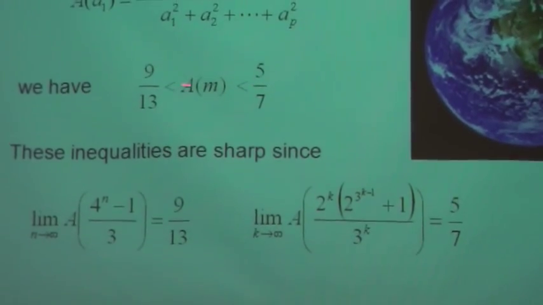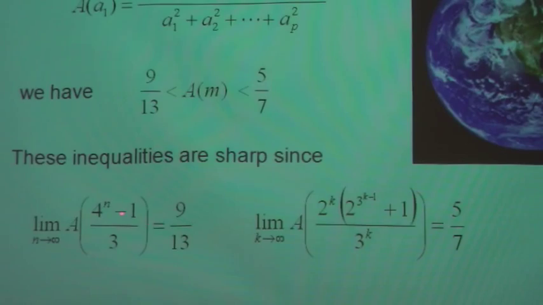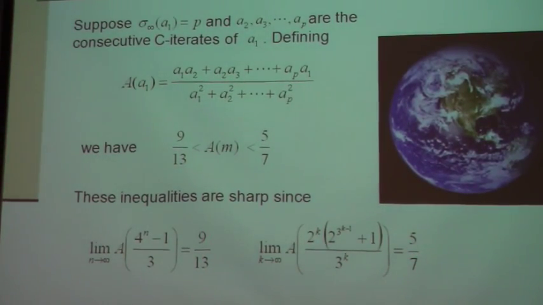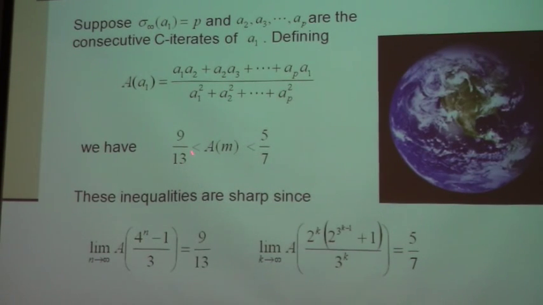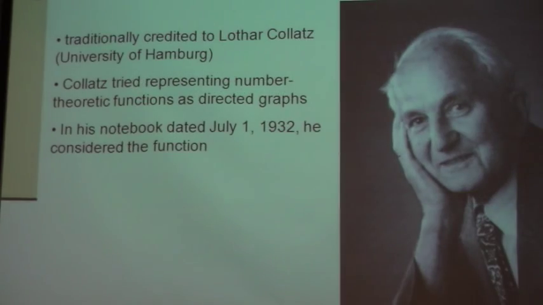And these bounds, the lower and upper bounds, are sharp, because if you start with either of these particular starting numbers for a given k, as k or n tends to infinity, you approach the lower bound or the upper bound. But this is a pretty tight gap here, so it's suggesting there is some order going on here. There is some order in the total stopping time. Maybe there are even better, quote-unquote, global statistics out there.